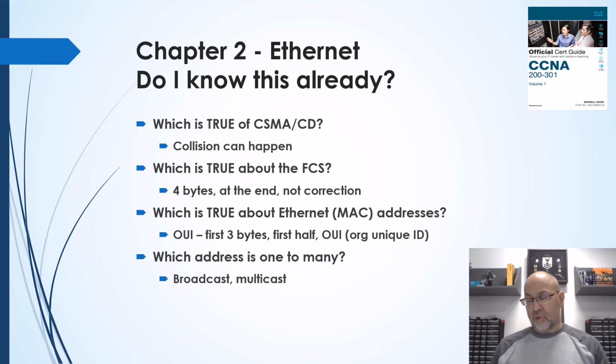Which of the following is true about the format of Ethernet addresses? Now, this was a little bit tricky as well. The OUI, or Organizationally Unique Identifier, is in the front part of the MAC address. And again, I'll show you some examples later on, but it's the first 3 bytes. But you might also go, wait a minute, isn't that the first half? Well, you had to know, of course, that a MAC address is 6 bytes long, and then the first half is 3 bytes, so it was a little tricky there. So if you whiffed on that one, I totally get it.